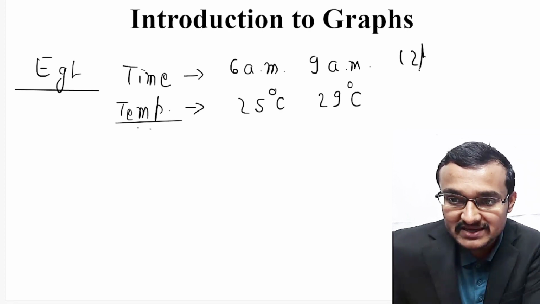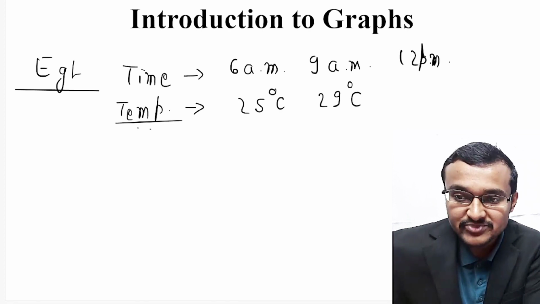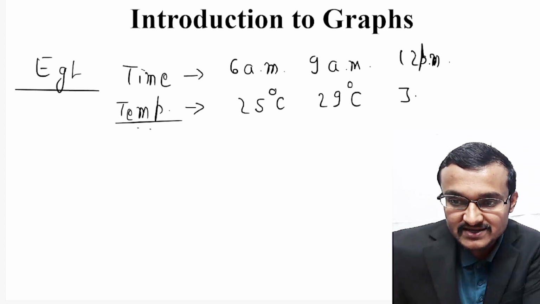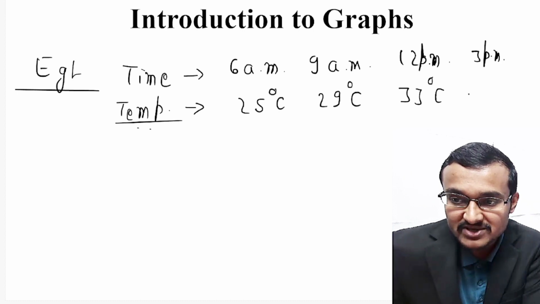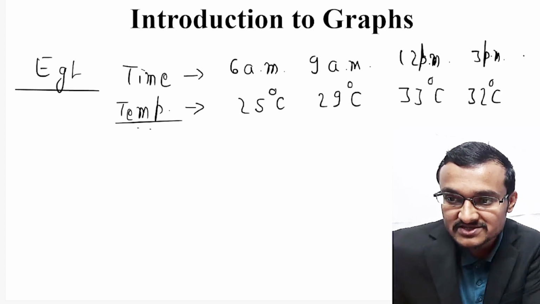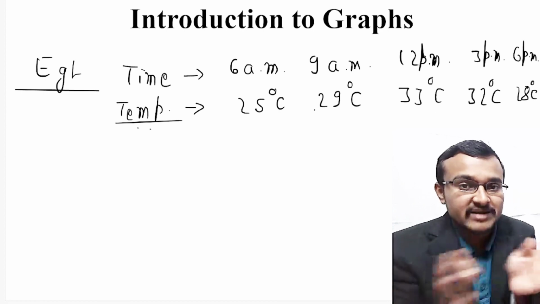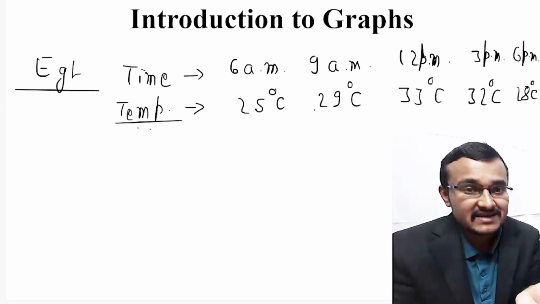At 12 p.m. in the afternoon, the temperature will be raised to 33 degrees Celsius. And at 3 p.m. in the afternoon, the temperature will be somewhere around 32 degrees Celsius. And again in the evening at 6 p.m. the temperature will be 28 degrees Celsius. So this is the variation of temperature along with the time in a day.